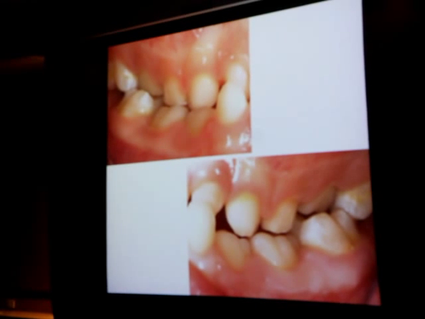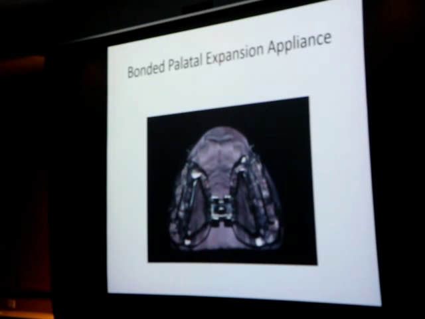So what can we do in an instance like this? He's got an issue in the transverse plane, or side to side. He has an issue in the AP plane, or sagittal plane, where the maxilla is hypoplastic. Could he be a candidate for some kind of mechanotherapy? And so we decide to actually make him something called an expander.